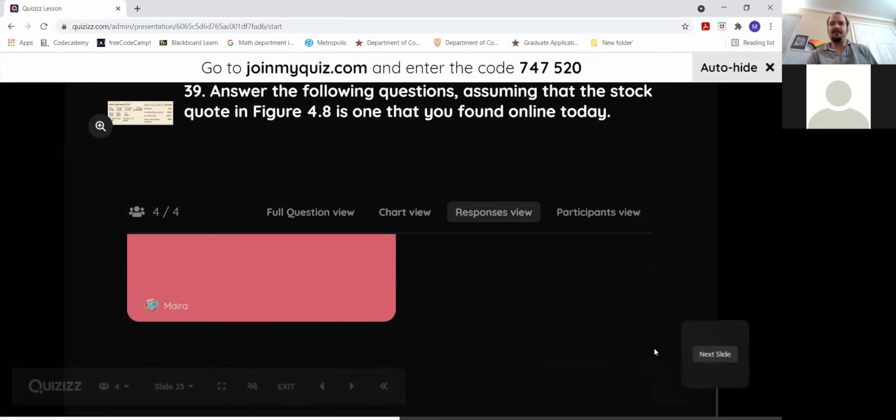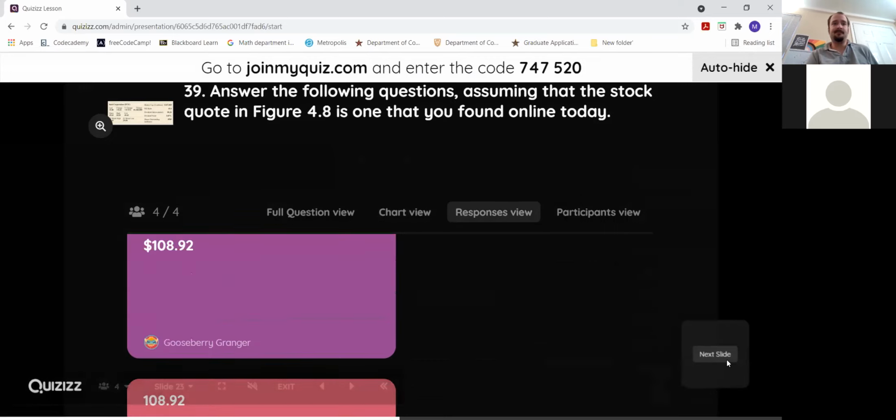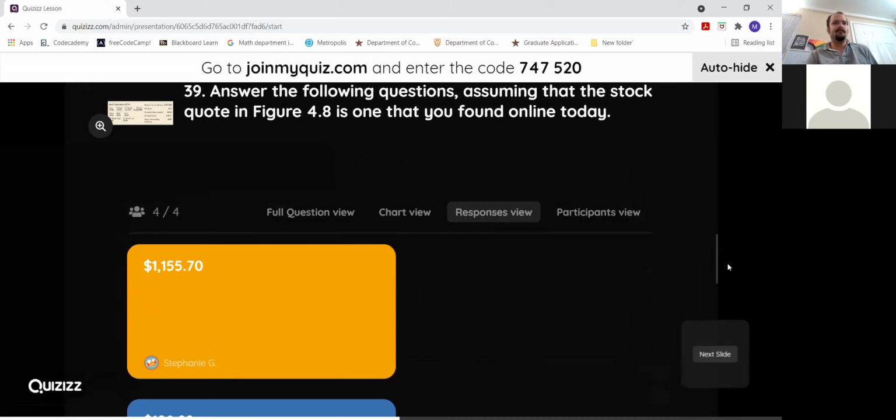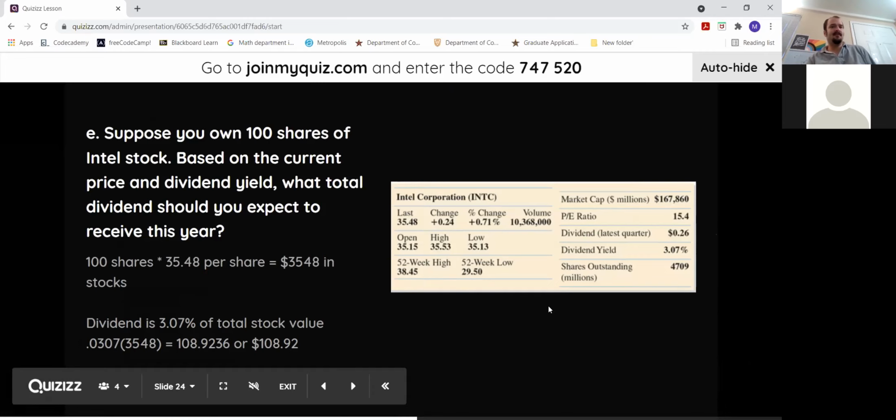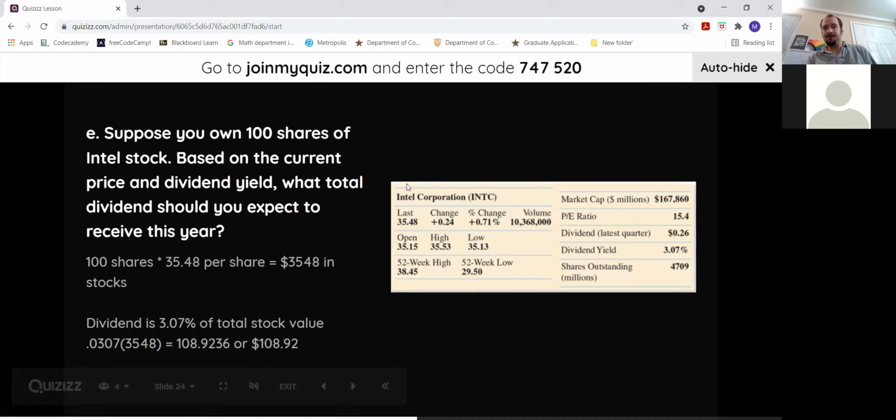Like 92, what else are we saying? Yeah, I'm not sure of that. It's a little high. Okay, so we're doing 100 shares at 35.48 per share. We should have 35.48 total in stocks. If we want to do 3% of that, multiply 0.0307 by the 35.48, and we should be getting 108.92.